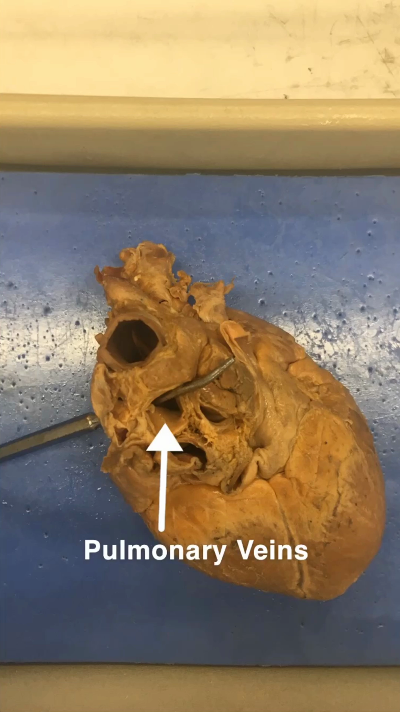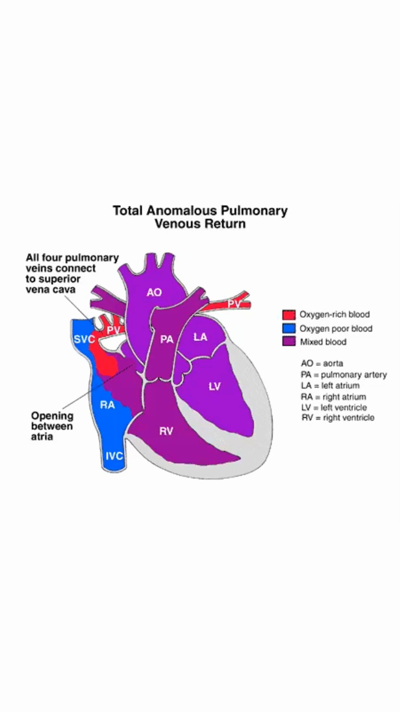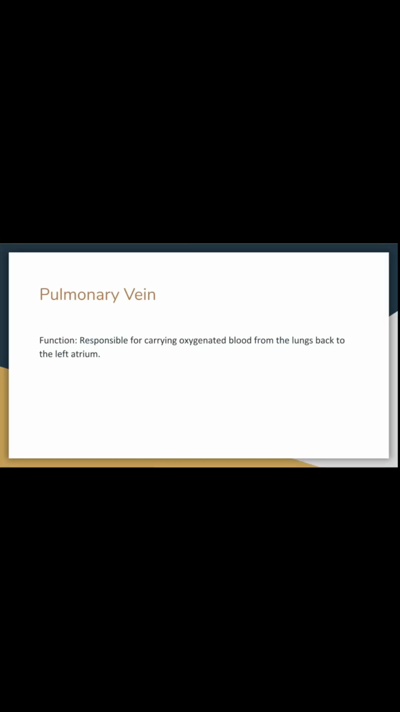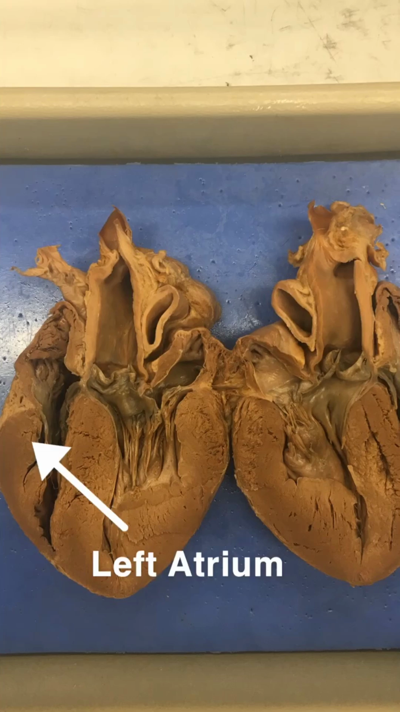The pulmonary veins. This is a representation showing the red color-coded oxygenated blood which comes from the lungs to the pulmonary veins. The pulmonary vein is responsible for carrying oxygenated blood from the lungs back to the left atrium.